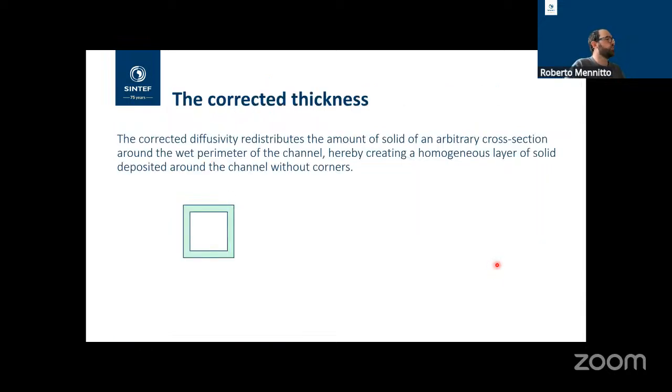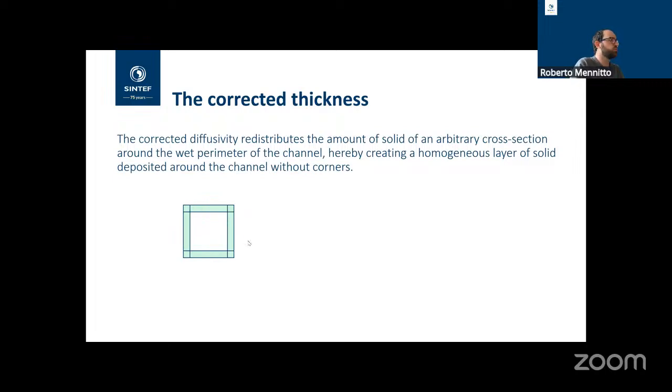So what did they do? They took the square channel with the solid around, and they noticed that the solid area could effectively be split between sides, so the solid that is perpendicular to the perimeter, and corners, so an area that does not touch directly the sides of the square channel. You see here now, we have 4 sides and we have 4 corners.